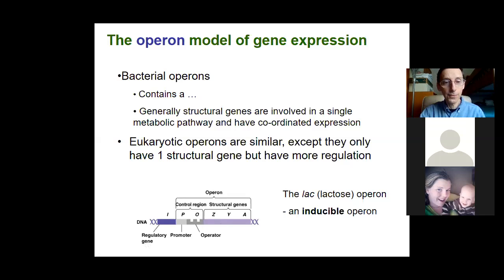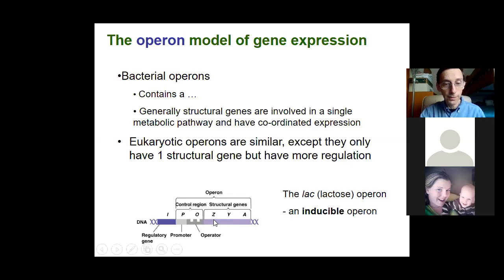Now, in the lactose operon, you have the lactase gene, but you also have the gene that codes for the transport protein to bring the sugar lactose into the cell membrane. And that's the Y gene. And then the lactose operon, or the lac operon as it's called, also codes for a third structural gene, and this is the gene that helps convert beta-galactose into the sugar glucose.